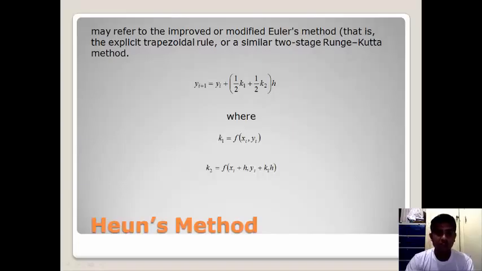Heun's method may refer to the improved or modified Euler's method, that is the explicit trapezoidal rule, or a similar two-stage Runge-Kutta method, where our formula is y_{i+1} equals y_i plus 1/2 k1 plus 1/2 k2 times the step size, where k1 is equal to the function of x_i and y_i. k2 is equal to the function of x_i plus the step size, and y_i plus k1 times the step size.